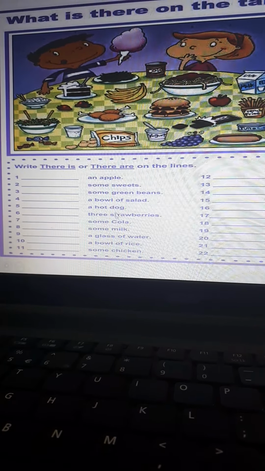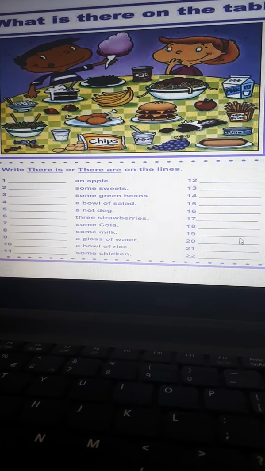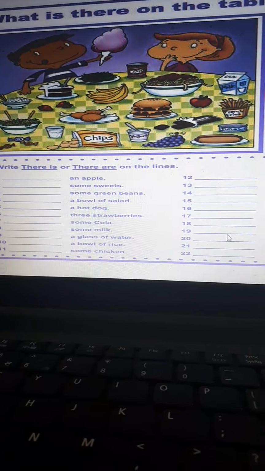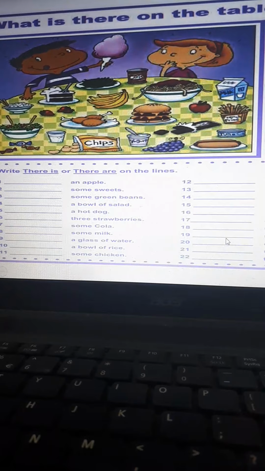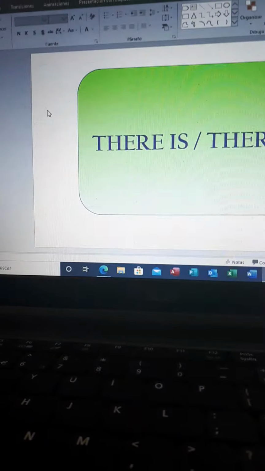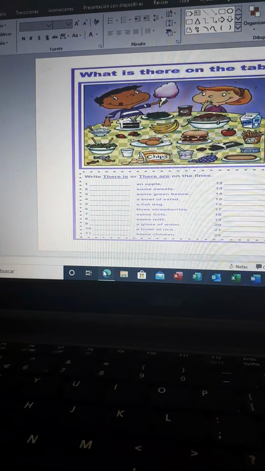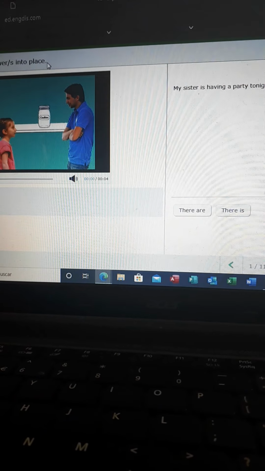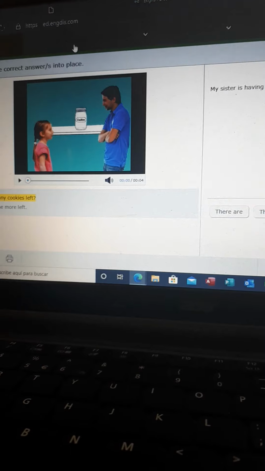Y así se van a ir con el resto, ¿ok? Para poderlos checar mañana. ¿Tienen alguna otra duda? Si hay alguna duda, avísenme, ¿sí? También hicimos unos ejercicios, ¿sí? En el English Discoveries, ¿ok? Esto es en la lección 5 de la unidad 3, ¿sí?